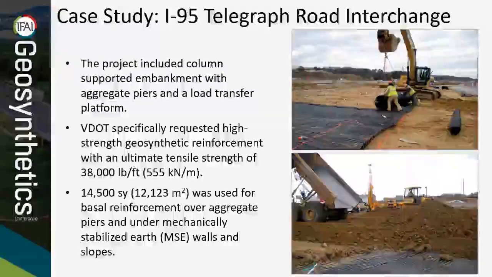Uniaxial geogrid installed in 2 different layers was used for basal reinforcement over aggregate piers and under a mechanically stabilized wall. Also in this case, the construction of the load transfer platform went through different steps. Starting from the preparation of the site by cleaning from sharp objects the entire area and placing the 2 layers of geogrid on top of the aggregate piers, followed by the placement of the fill material in different lifts to create the embankment on top of the basal reinforcement.